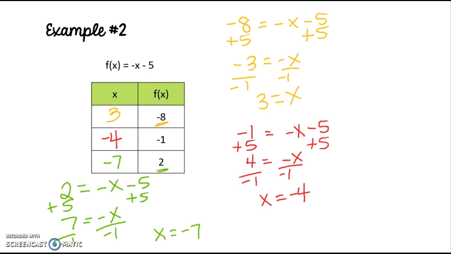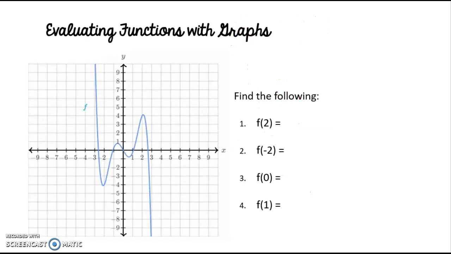So there we go. All right, so we're going to take a look at evaluating functions with graphs. All you're doing here is when they say f of 2, they're saying, okay, when x equals 2, so when x is 2, where is y at? That y value is 4. You're going to do the same thing. So f of -2, that y value is -4. At 0, I'm at 0. And at 1, I'm still at 0. So there you have it.